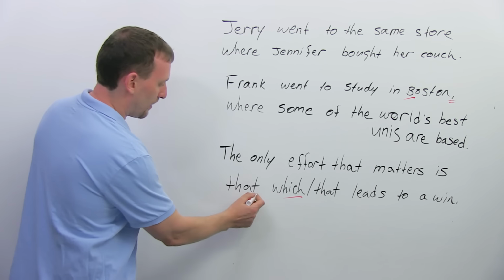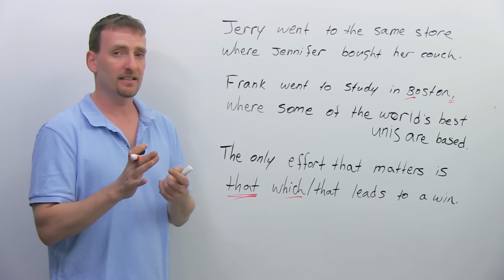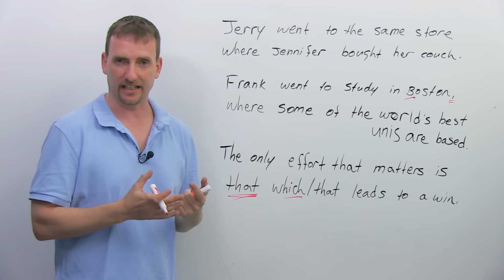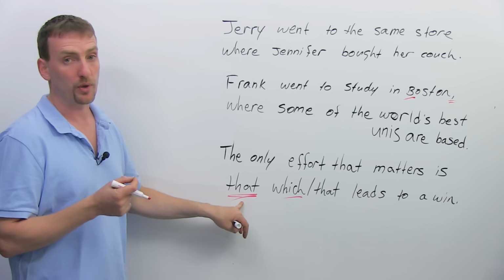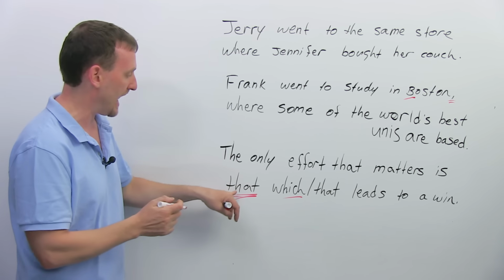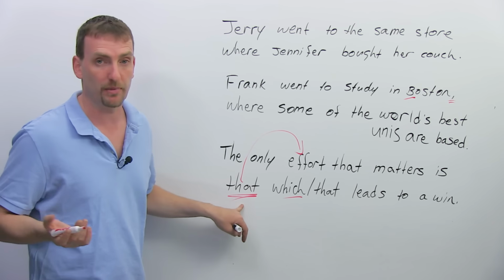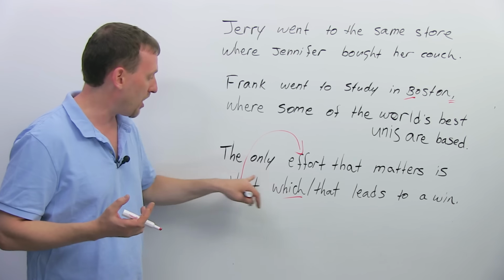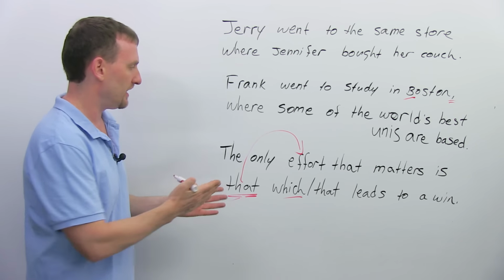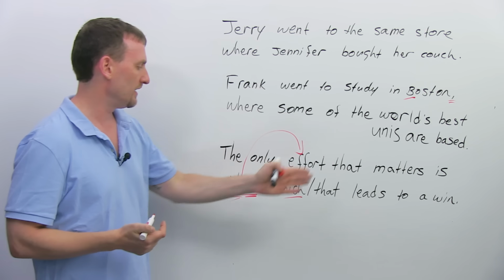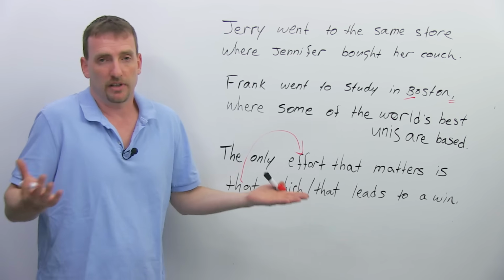Okay? Now, what is this? Keep in mind that the word that is one of the most confusing words in English because it has many functions. In this case, this is a pronoun, a demonstrative pronoun. That means that effort. Okay, so here it's a noun, basically. It's a pronoun. So I am modifying this noun with this adjective clause. So I could say the only effort that matters is that leads to a win. Not wrong. It's totally okay.